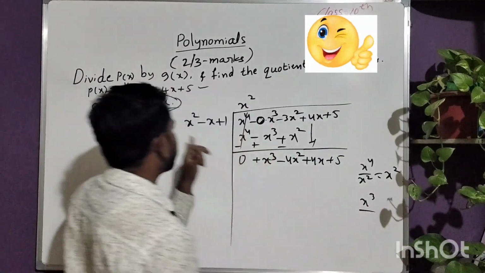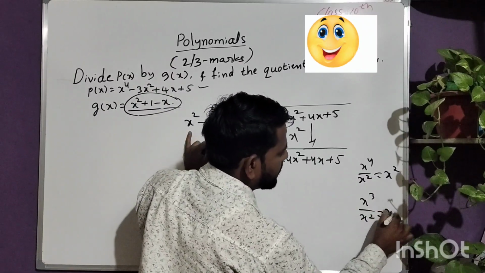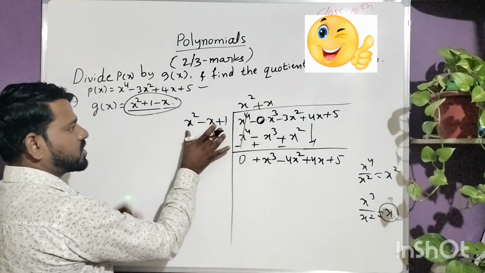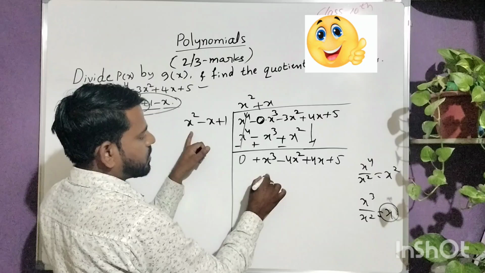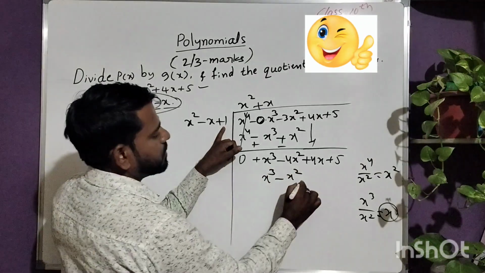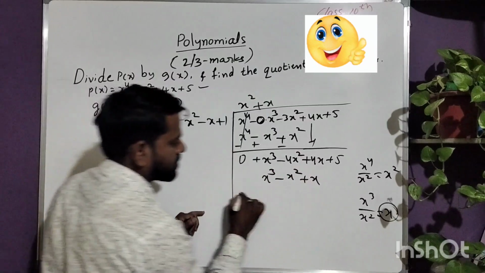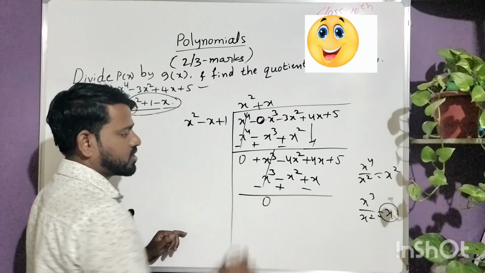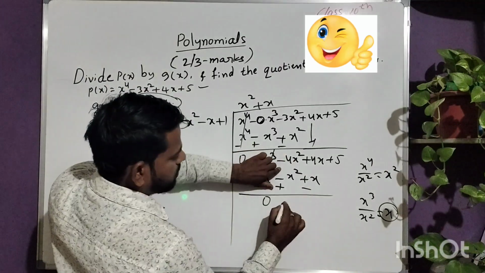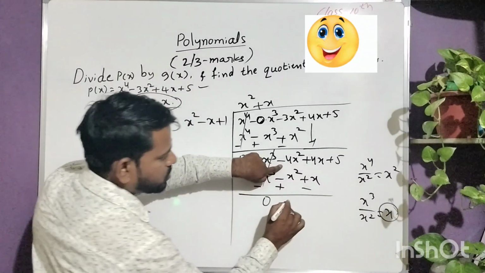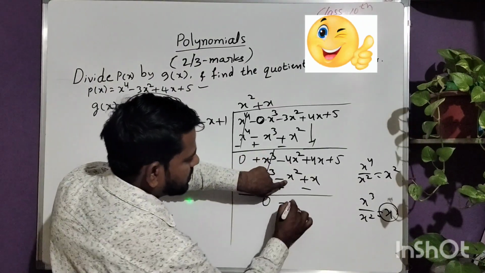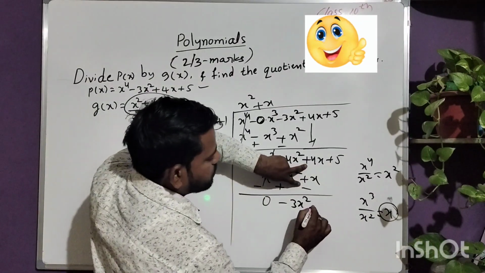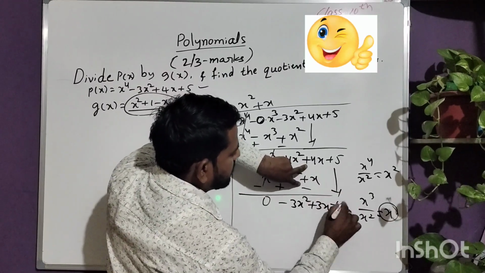Now the first term is x cube and the divisor's first term is x square. After dividing these two we get x, so write plus x. Multiply x with these three terms, their power increases by 1: plus x cube minus x square plus x. Now change the sign: minus becomes plus, plus becomes minus. So x cube minus x cube is 0. Minus 4x square plus x square: 4 is bigger and its sign is negative, so the answer is negative, 4 minus 1 is 3, so minus 3x square. Plus 4x minus 1x becomes plus 3x. Write plus 5 as it is.